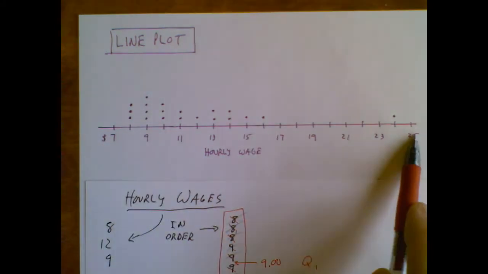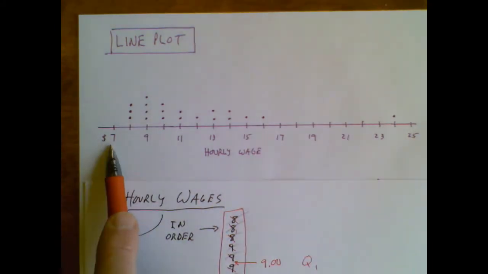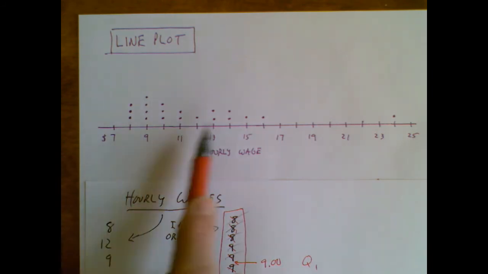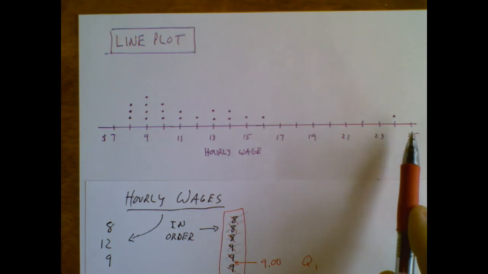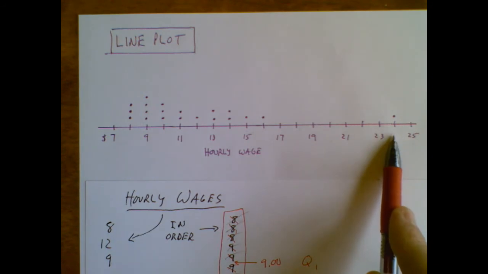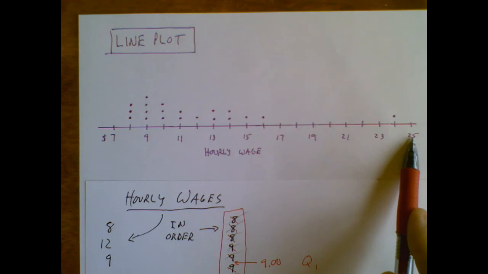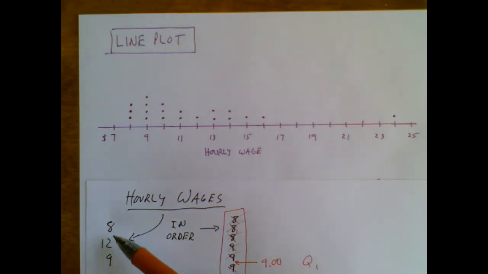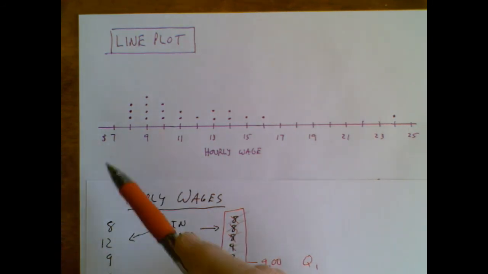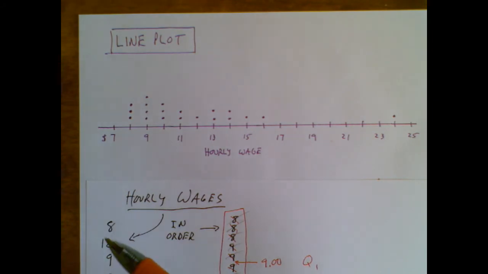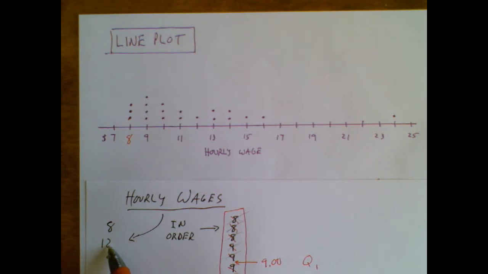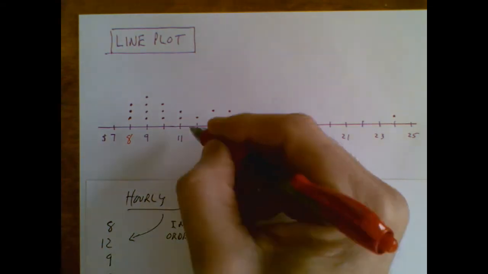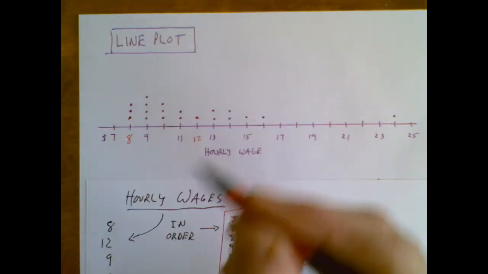You just make a number line, make sure it goes as low as you need. Nobody's making $7 an hour or lower. As high as you need. The highest wage is $24, the maximum, so going up to 25 is fine. And for each one of these data pieces, just put down a dot. So this person made $8 an hour, I'd put a dot there where the 8 is. This person made $12 an hour, so that's where the 12 would be, I'd put a dot there.